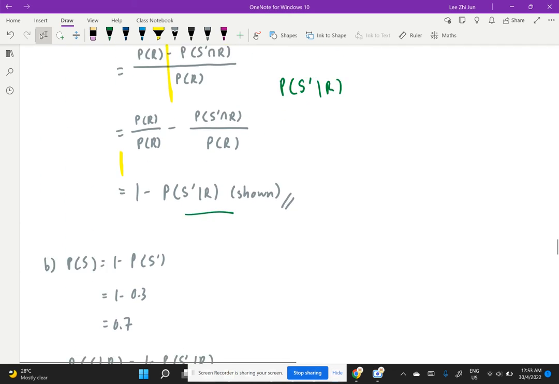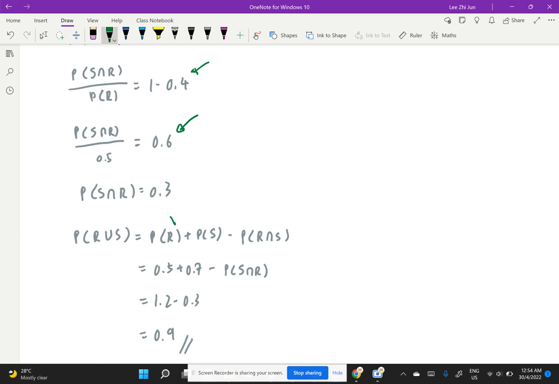P(R union S), so I use the addition rule: P(R) plus P(S) minus P(R∩S), also the same as P(S∩R), from here I get 0.3. So 0.5 plus 0.7, 1.2, minus 0.3, 0.9. Here's the answer.